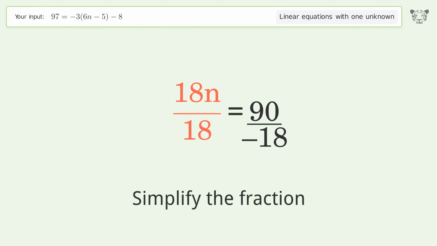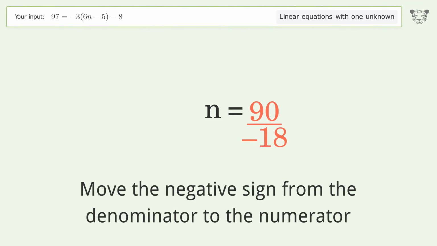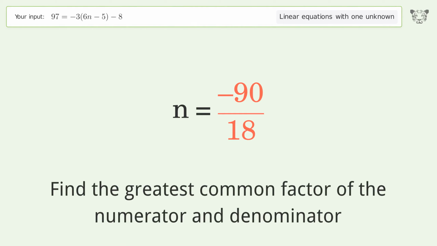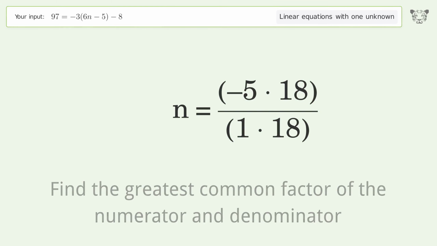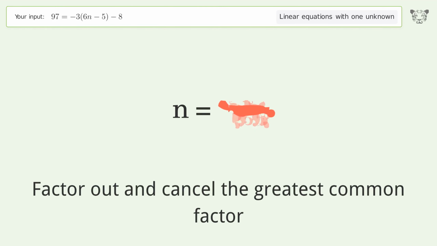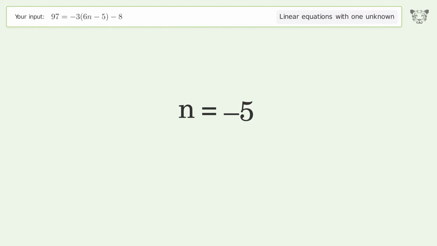Simplify the fraction. Move the negative sign from the denominator to the numerator. Find the greatest common factor of the numerator and denominator. Factor out and cancel the greatest common factor. And so the final result is n equals -5.